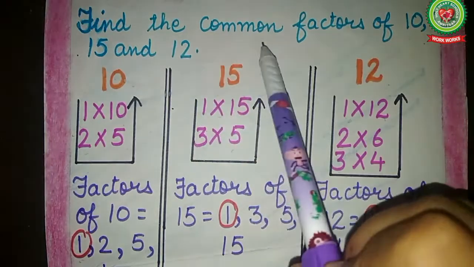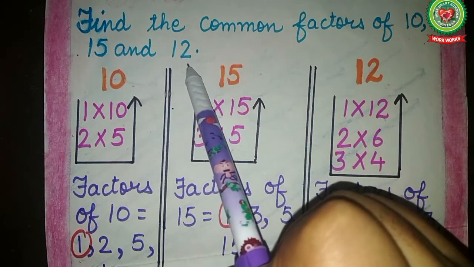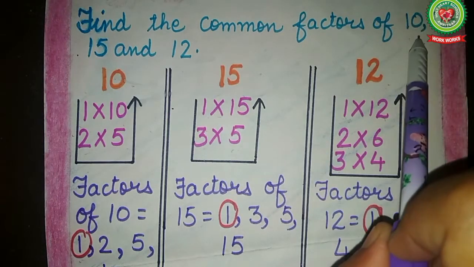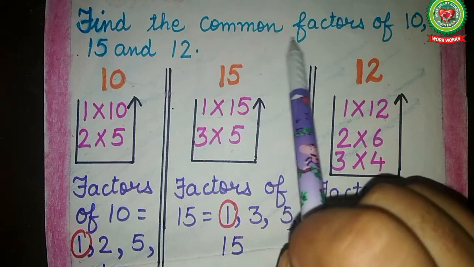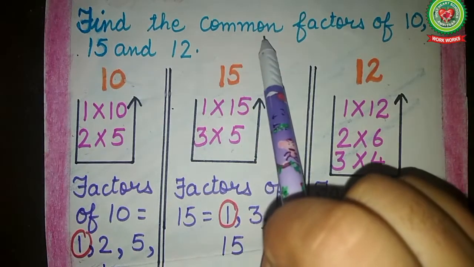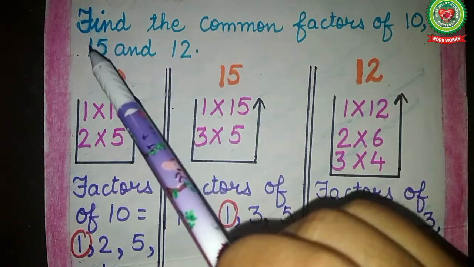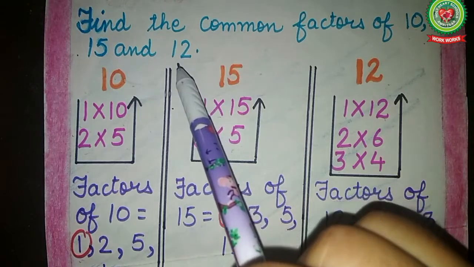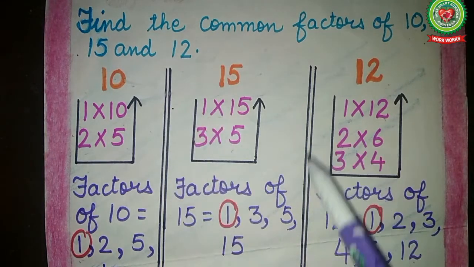Example number 1. Find the common factors of 10, 15 and 12. Now students, you can see there are three numbers, and we have to find common factors. Common factors meaning same factors. Before finding the common factors, I will find the factors of 10, 15 and 12. For finding the factors, draw two partition lines.